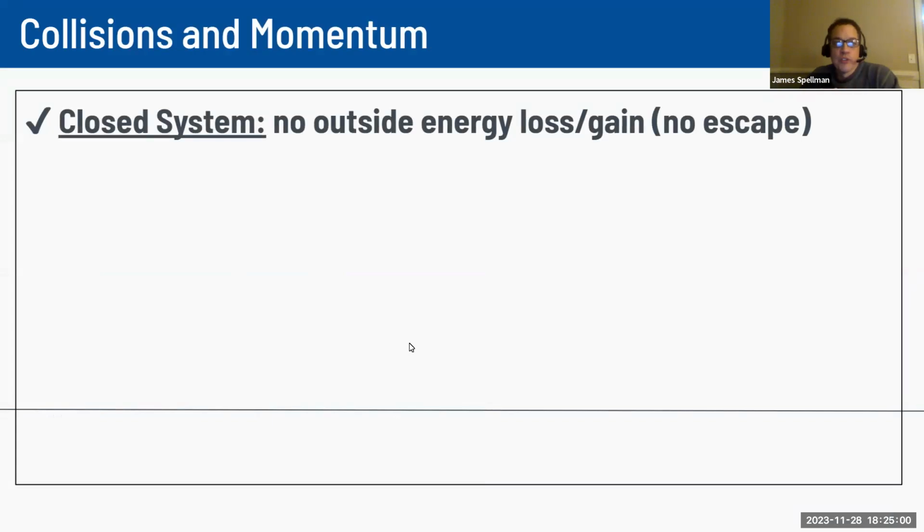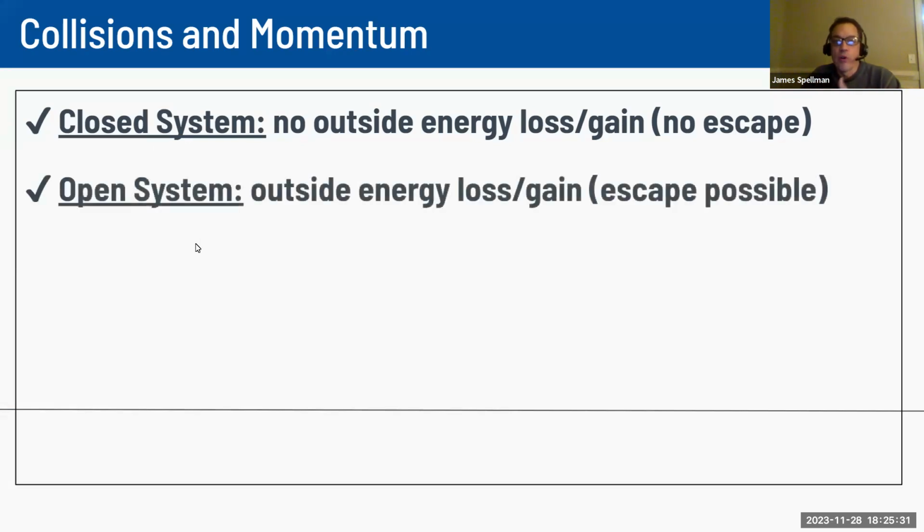When we talk about collisions and momentum, there's a few vocabulary terms we need to think about. One is what kind of system it is. Is it a closed system or an open system? A closed system basically means there's no way that things can get in or out. There's no energy loss or gain. This usually doesn't exist in real life, because when things collide or move, you've got heat being generated. But in physics, we often try to talk about an ideal situation, and a closed system would be an ideal situation.